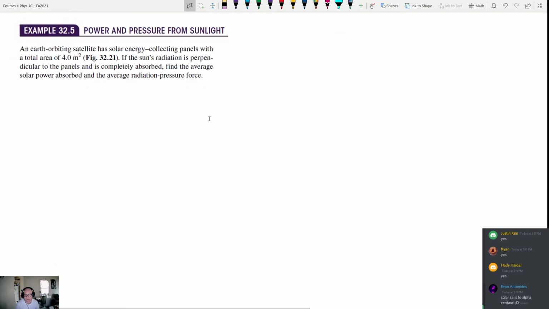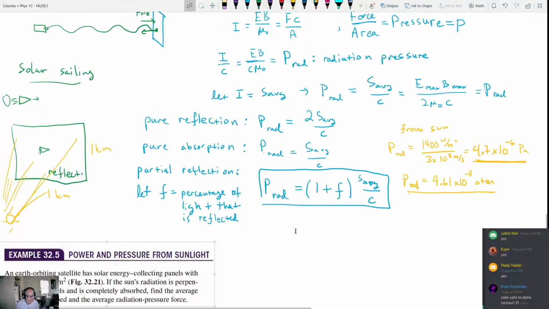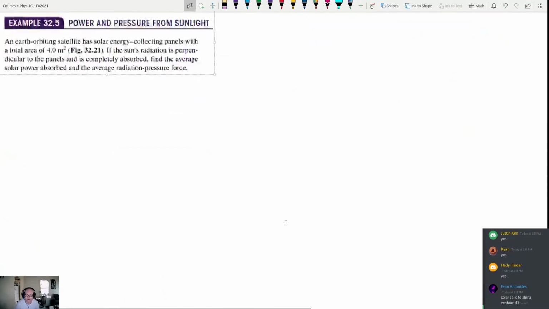All right, let's look at this problem right here. Power and pressure from sunlight. Okay. Oh, look, there it is in the textbook. They do mention this same number that I used here. In fact, they actually did this calculation. I didn't realize that before I did it. Okay. So, power and pressure from sunlight.